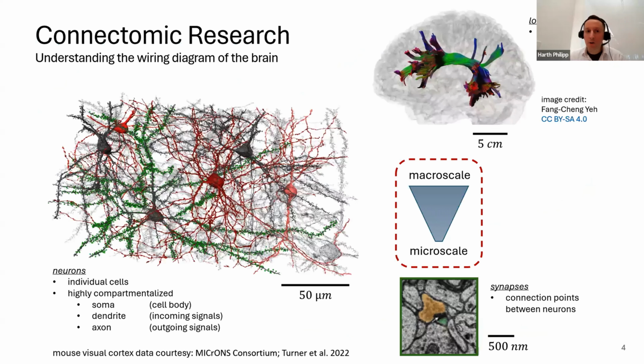To give some background about connectomic research: the goal is, briefly said, to understand the wiring diagram of the brain. The brain is a multiscale network, organized at different levels. At the macro scale, you have long-range connections between different brain regions. These are myelinated axon bundles that realize long-range connections between different areas of the brain.